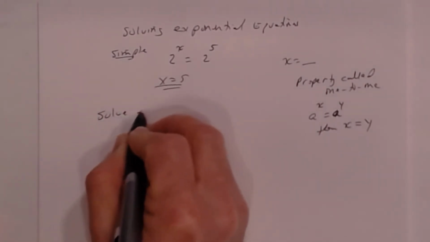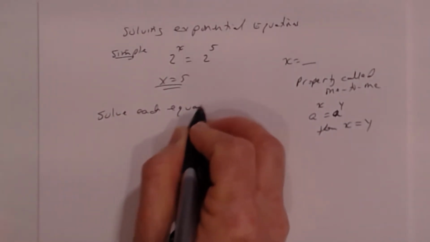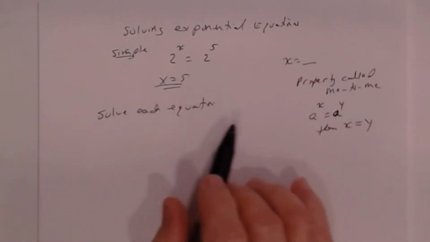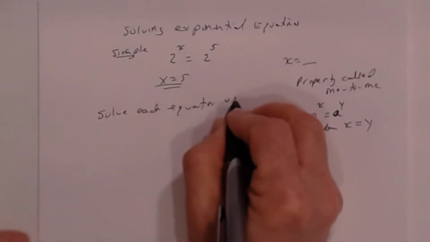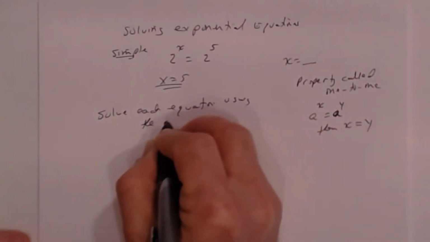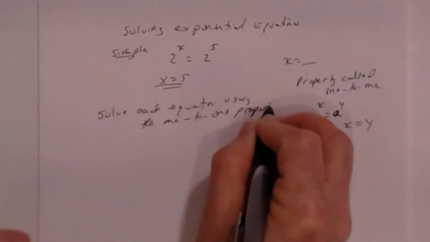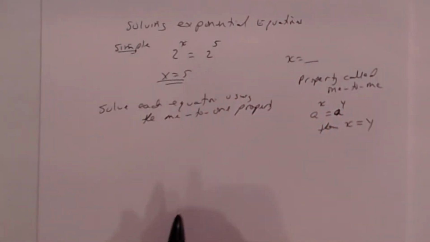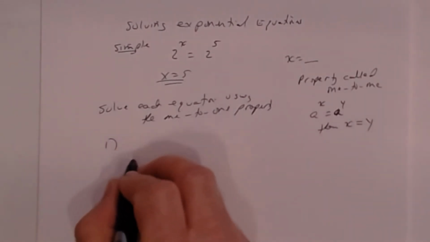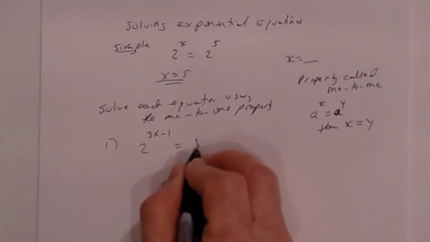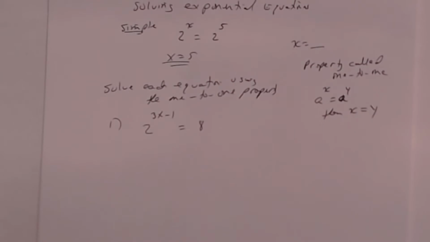So solve each equation. And the direction is going to say, for the most part, solve each equation by using the one-to-one property. So what that means is this: if you're going to use the one-to-one property, you got to get the bases to be the same. That's what you got to do. So let's look at number one. Let's suppose we have 2 to the 3x minus 1 equals 8.